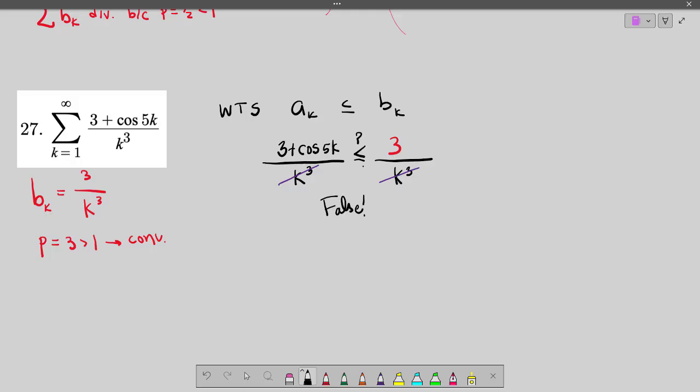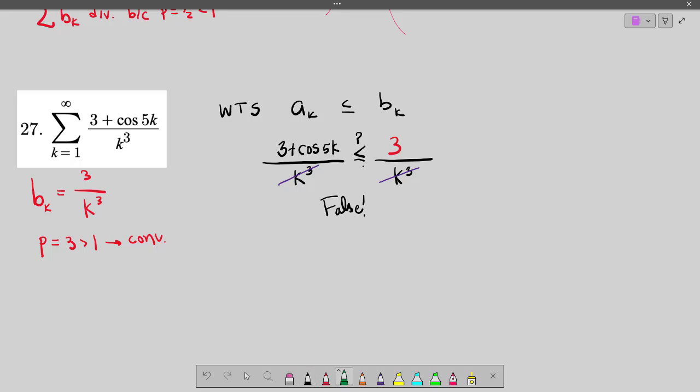So if we have a case where we can't massage the b sub k to make it do what we want to do, then we could go to limit comparison. Can anyone think of a different b sub k? What about like some number greater than 3? How about a number greater than 4? Greater than 4, sorry. Yeah, we could do that.